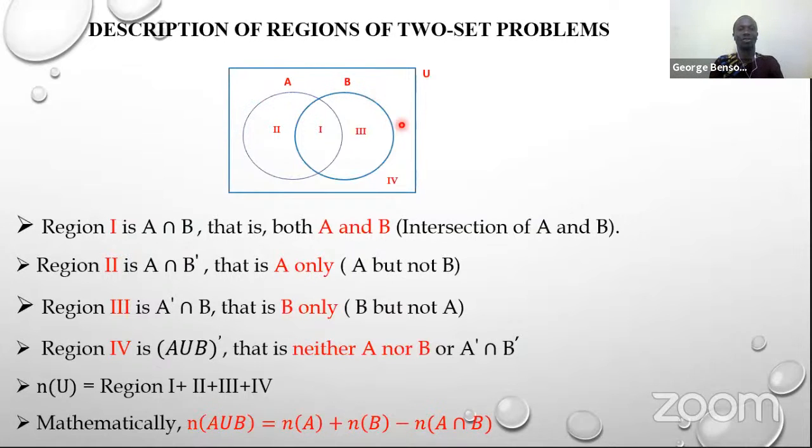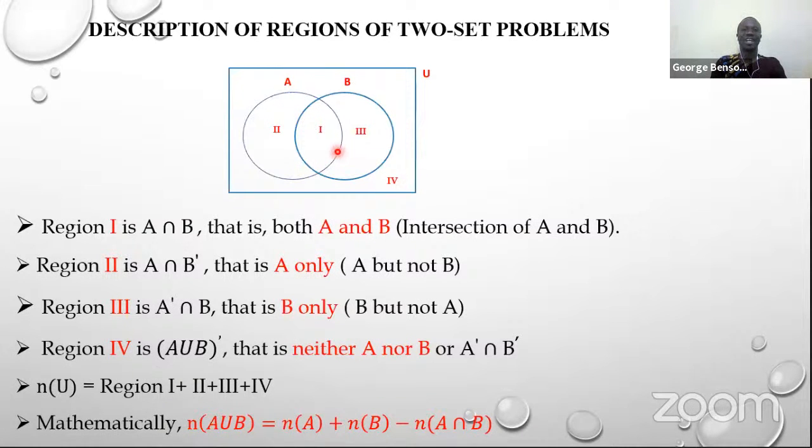And we are going to take a look at the regions so that you will be familiar with how to work issues or problems that involve Venn diagrams. All right, so you can see on your screen two intersecting circles, set A and set B. And you can see four regions. We have the I, the II, the III, and the IV.